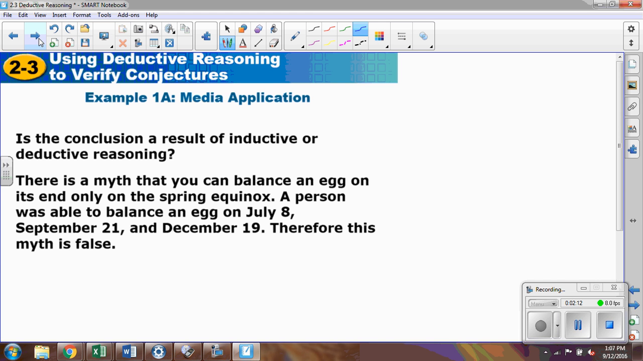Now, there is a myth that you can balance an egg on the spring equinox. Now, let's say that one person was able to balance their egg on July 8th, September 21st, and December 19th. And then we have the conclusion, the myth is false. Did we use inductive or deductive reasoning to come to that conclusion?